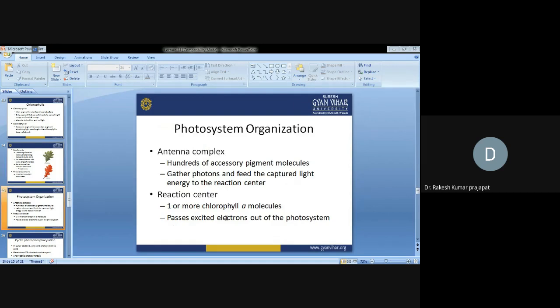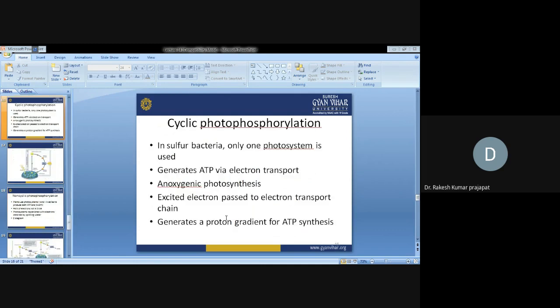Photosystem organization: the antenna complex. Hundreds of accessory pigments are present, which gather photons and feed the captured light energy into the reaction center. The reaction center contains one or more chlorophyll a molecules and passes the excited electron out of the photosystem. Cyclic photophosphorylation: in sulfur bacteria, only one photosystem is used. We generate ATP by electron transport. In oxygenic photosynthesis, the excited electron passes to the electron transport chain, and we generate a proton gradient for ATP synthesis.